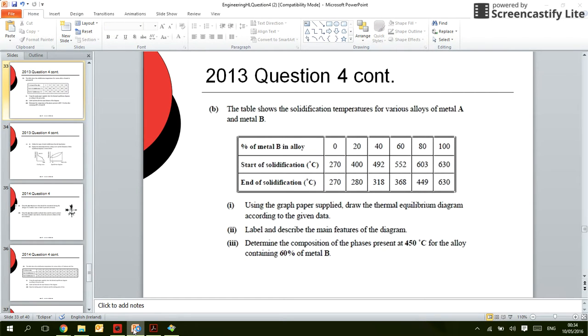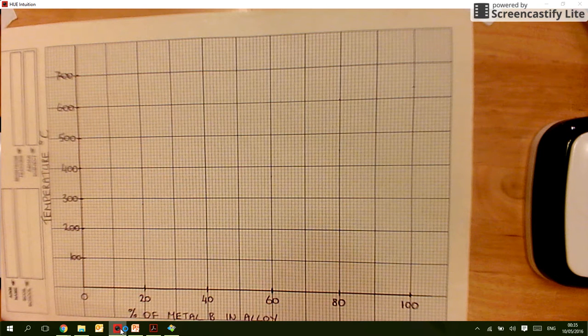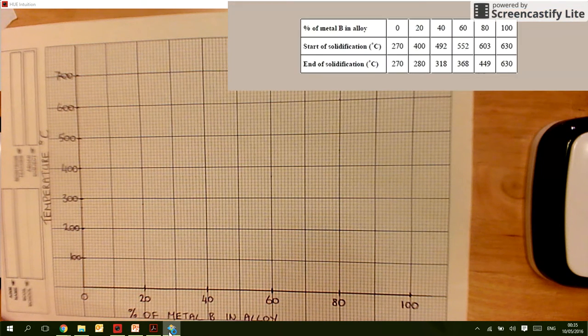For 2013, question 4, we were asked to draw the thermal equilibrium diagram according to the given data. So I've got my graph paper set up here, and on my x-axis I have percentage of metal B in alloy shown, and on my y-axis to the side I have temperature in degrees Celsius, which we're going to show the start of solidification and the end of solidification.